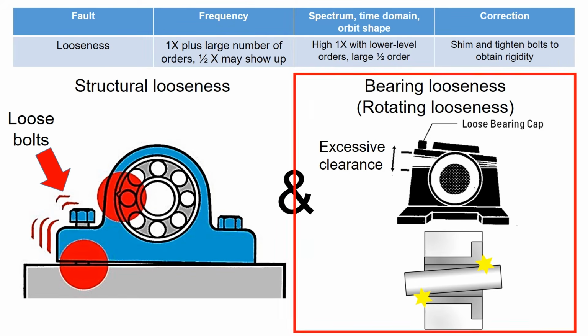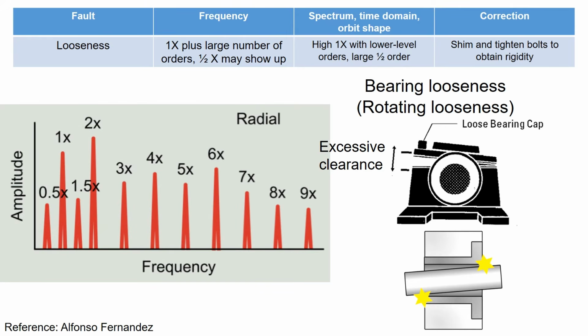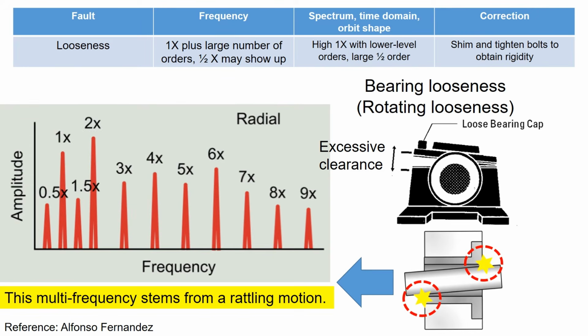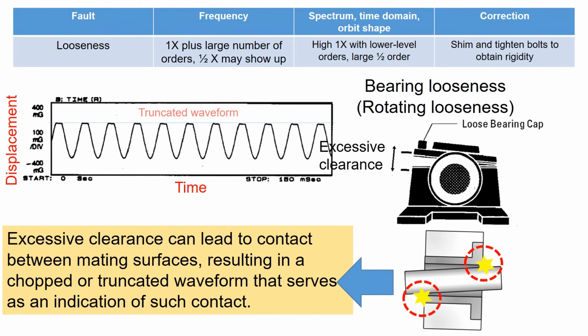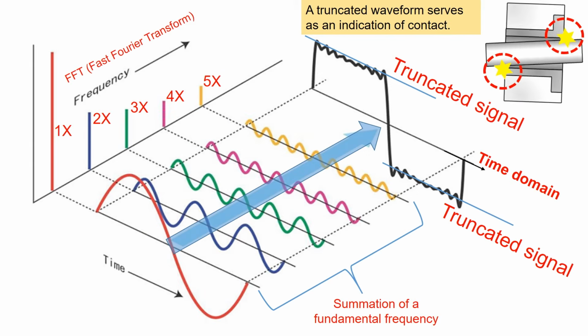Now, let's delve into bearing looseness or rotating looseness. Bearing looseness or rotational looseness can generate high order frequencies, including 1x, 2x, 3x, and beyond. This multi-frequency stems from a rattling motion. Excessive clearance can lead to contact between mating surfaces, resulting in a chopped or truncated waveform that serves as an indication of such contact. For example, the truncated signals in the time domain indicate the contact.